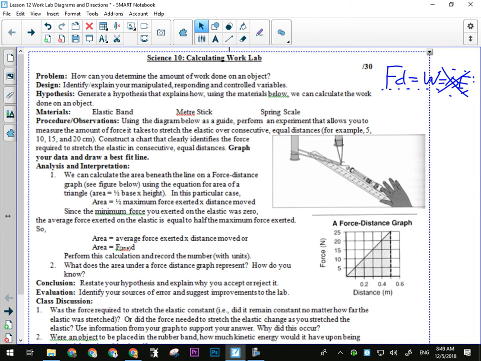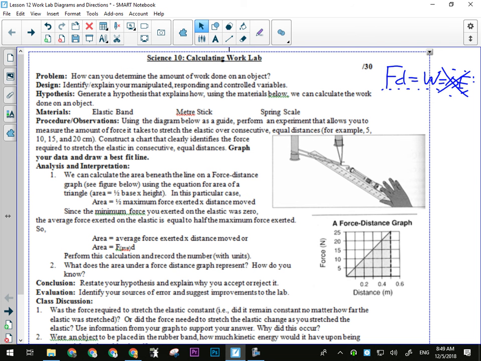We'll decide what they'll be here in just a sec. Okay, so for our variables here, we're determining the distances, which makes distance the manipulated variable. We're deciding what distances we pull the rubber band to will be. And we're going to be measuring what? The force required, which would make that the responding variable. Okay, good. Now, you've got to come up with 3 controlled variables.